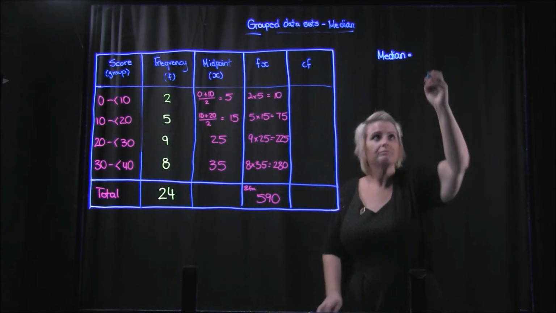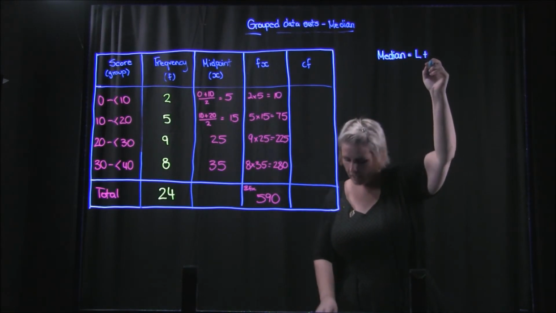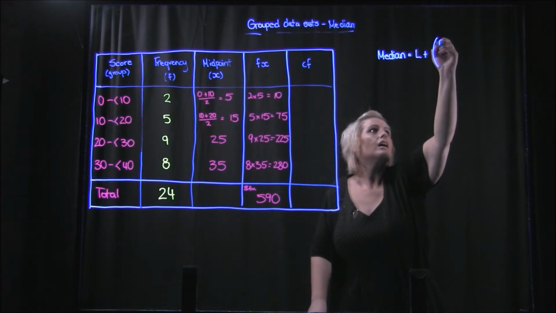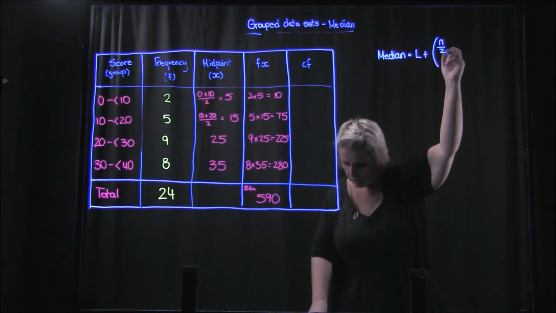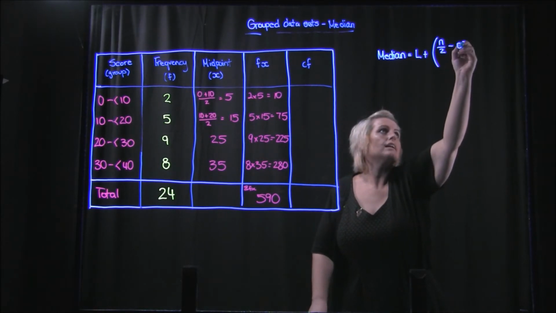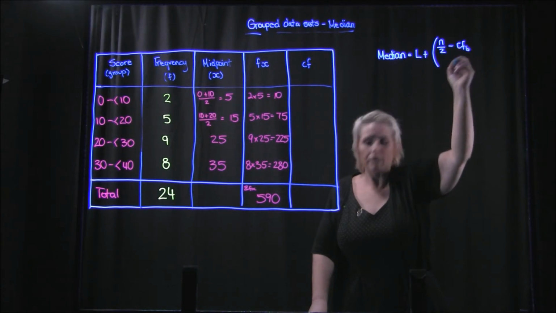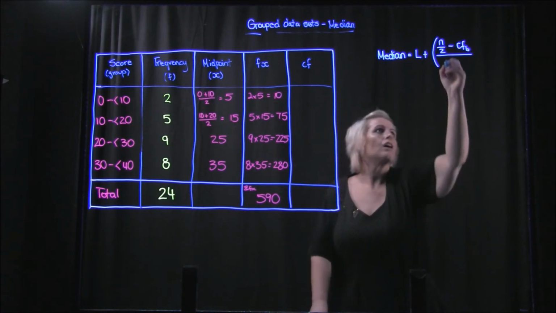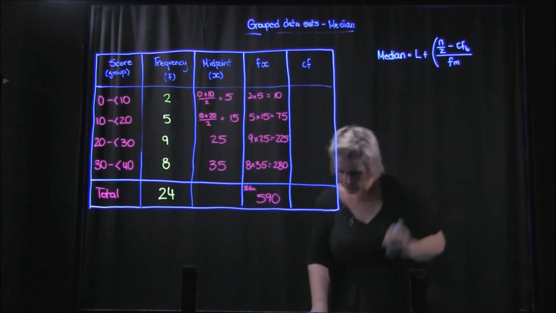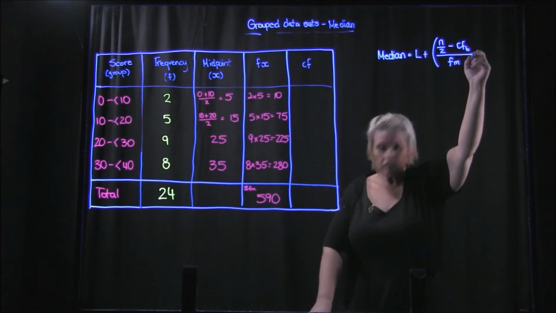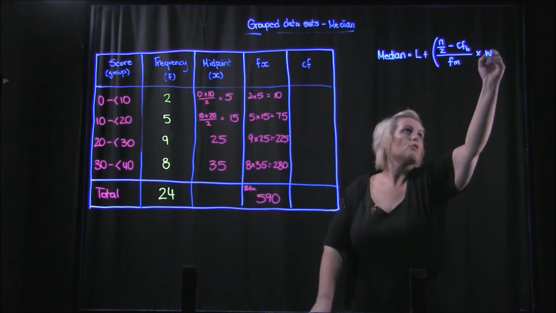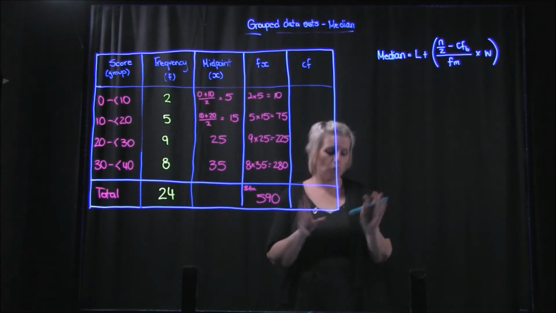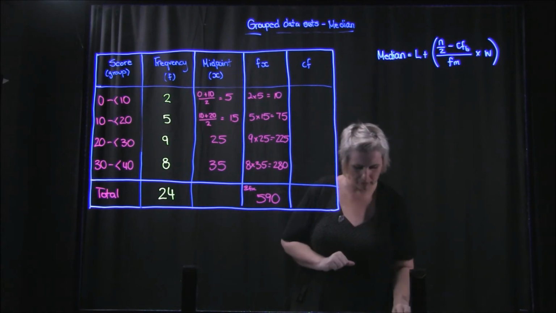So the median equals L plus, and we put our big brackets in, N over 2 minus CF of b, divided by the frequency of the median group, times the width. Here's what each of them mean, and that's important to remember.